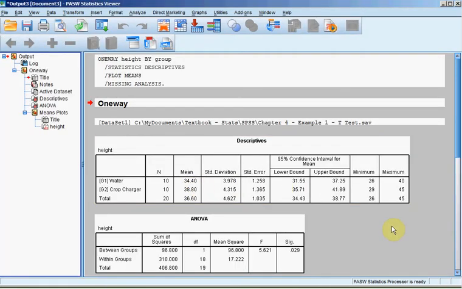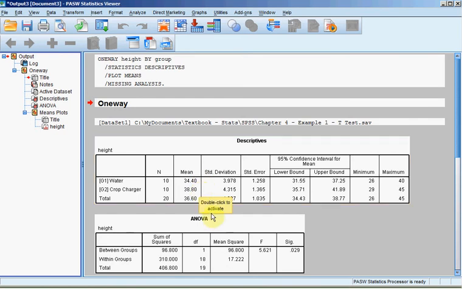Now here's what we see. For water, Group 1, we had an N of 10 and a mean of 34.4. For the crop charger row, there were 10 stalks of corn and the average height was 38.8. And the main question here is, are these differences statistically significant?